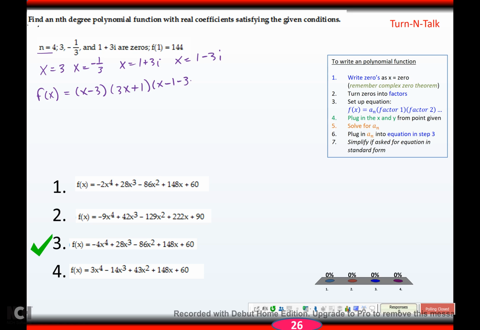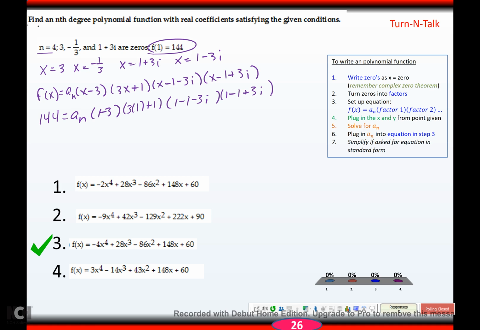x minus 1 minus 3i, x minus 1 plus 3i, and my a sub n. So then we use our ordered pair, and we have 144 equals a sub n times 1 minus 3, 3 times 1 plus 1, 1 minus 1 minus 3i, 1 minus 1 plus 3i.